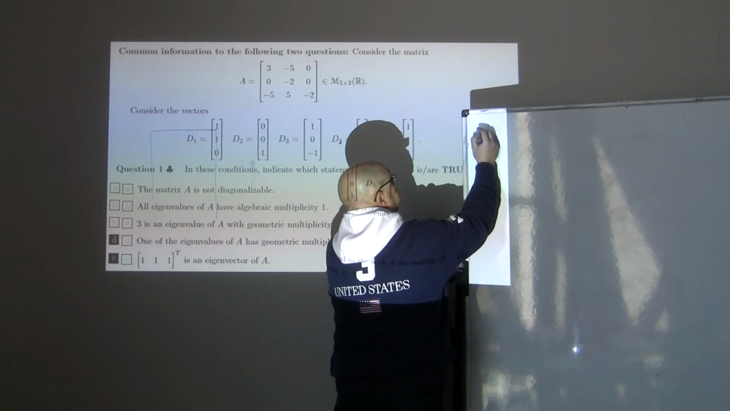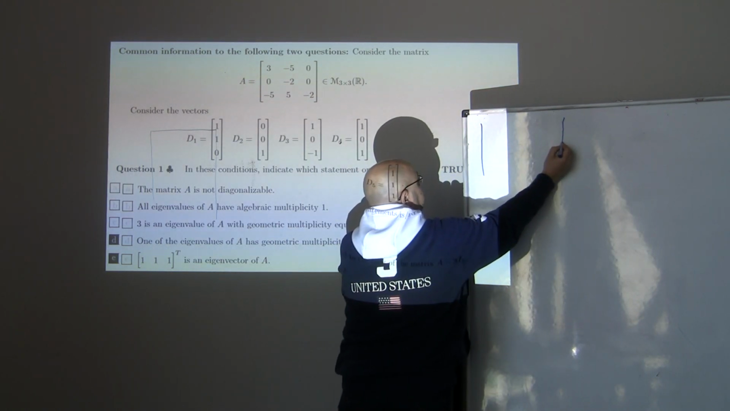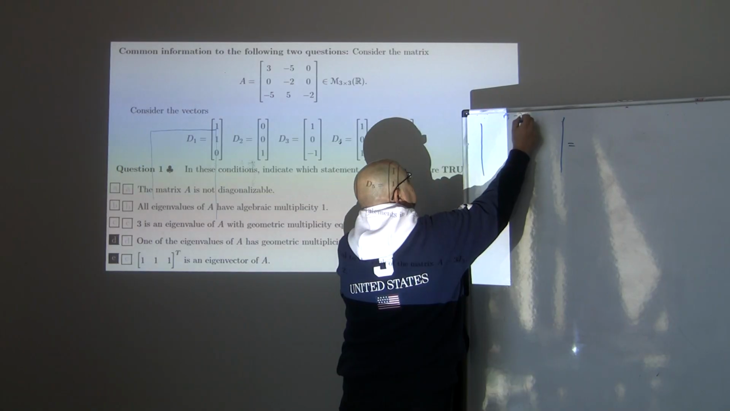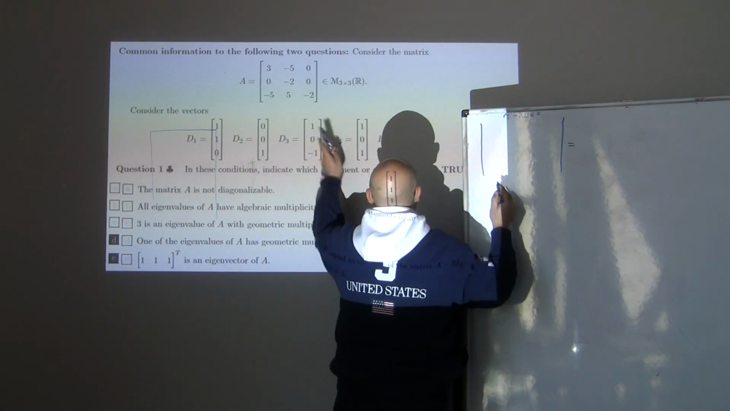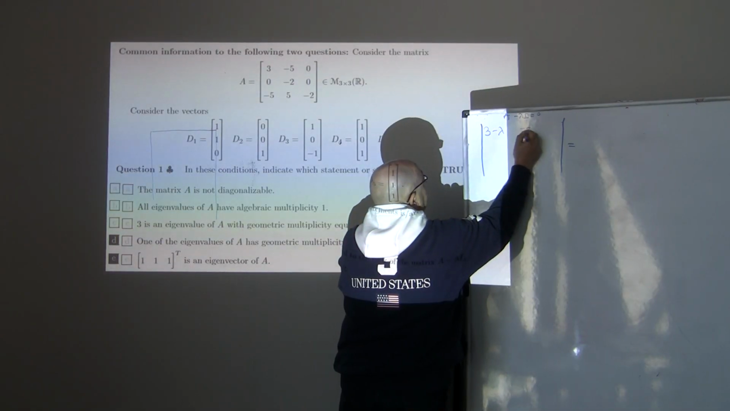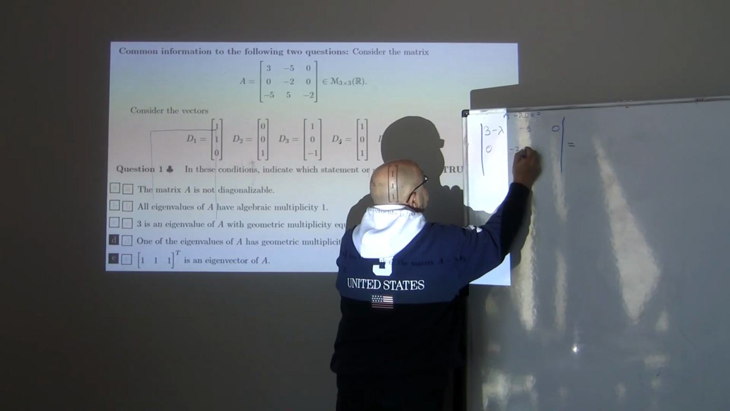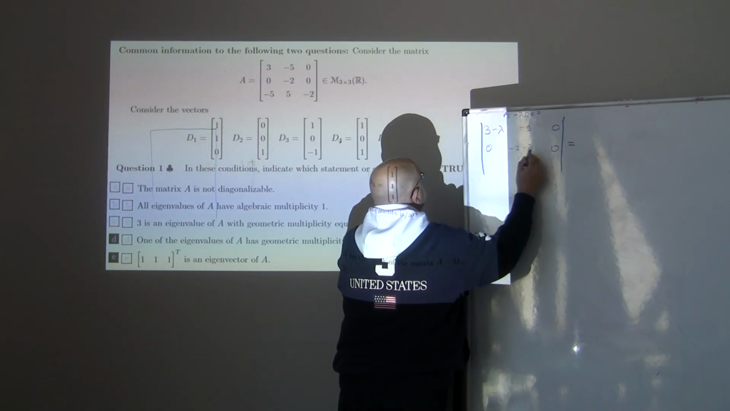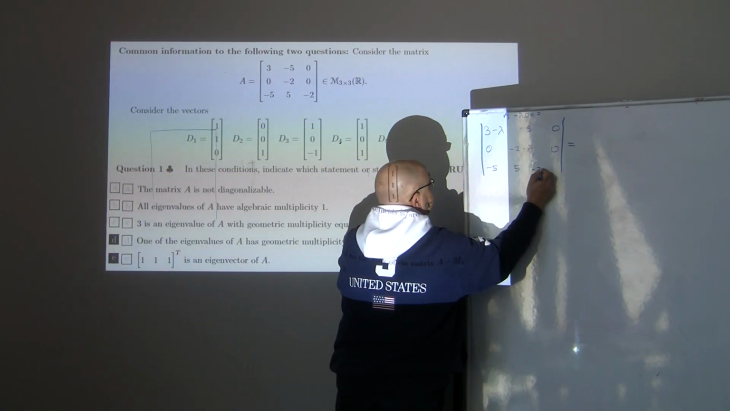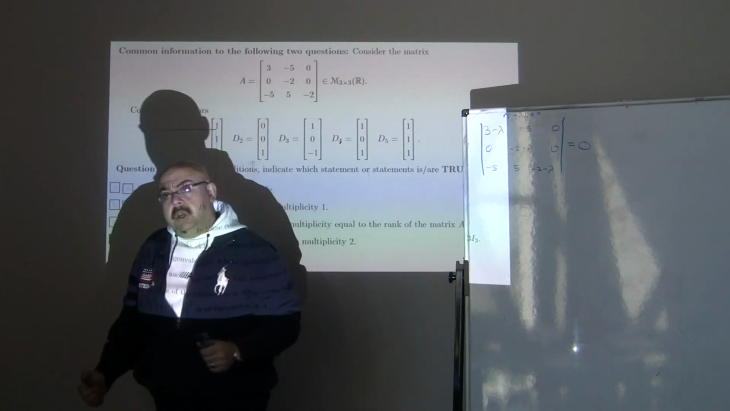So if I want to get the eigenvalues, all I have to do is to get the equation which states that the determinant of A minus lambda I equals 0. So I will take 3 minus lambda, then negative 5 and 0. For the second row, it's going to be 0, negative 2 minus lambda, 0. For the last one, it's going to be negative 5, positive 5, negative 2 minus lambda. And all of this, I will put equal to 0.